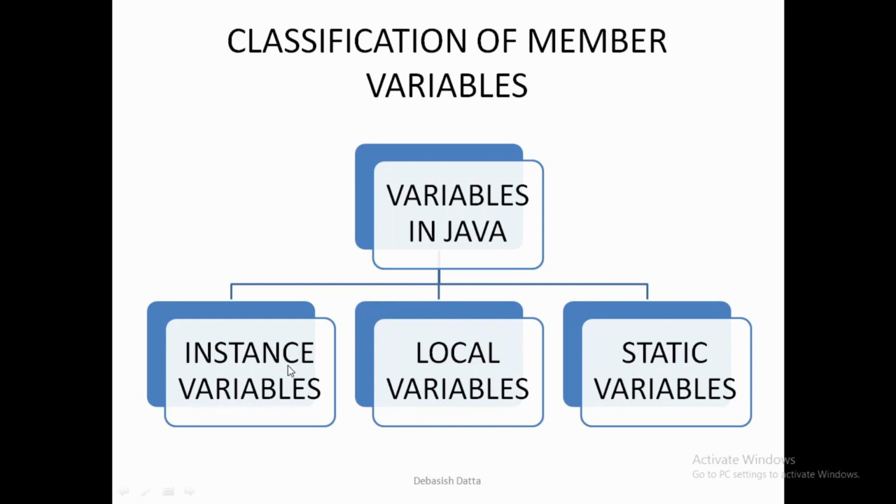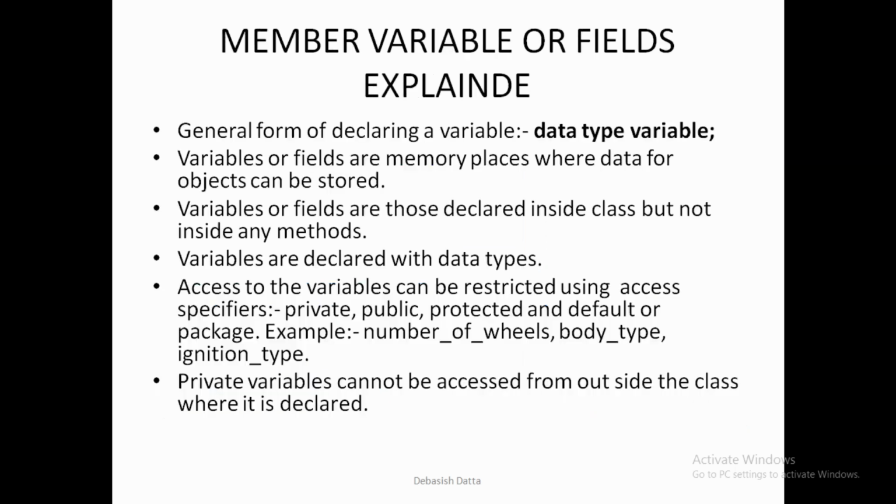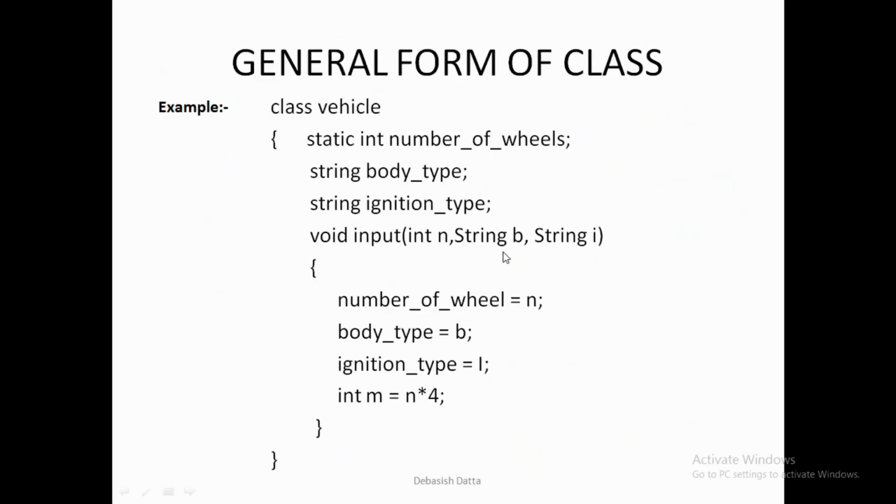Now we have already learned about the instance variables. To recall, number of wheels, body type, ignition type, these are the member variables or fields of the class vehicle. So the variables which are declared inside the class but outside the method of that class are known as the member variables.